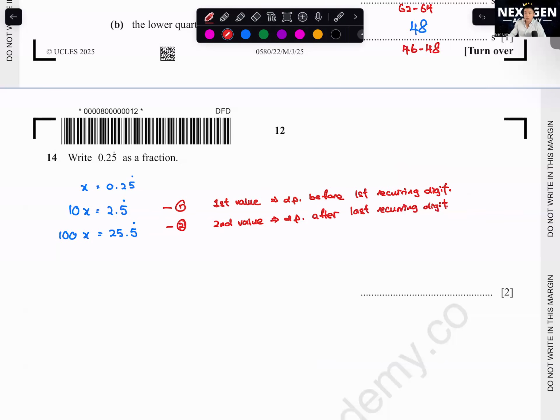Then we take the second value minus the first value. Always follow this same exact formula. Don't go and change it. 100x minus 10x equals 25.5 recurring minus 2.5 recurring. So 90x equals 25 minus 2, we get 23. x is 23 over 90. See whether you can simplify further. If cannot, this will be the final answer.